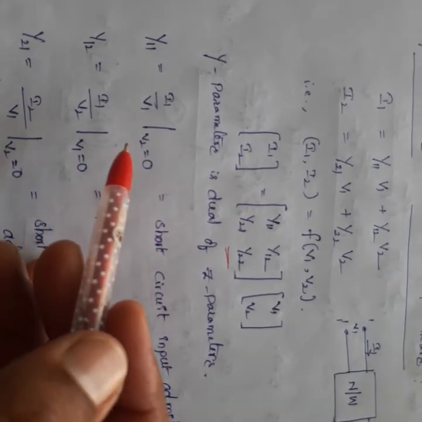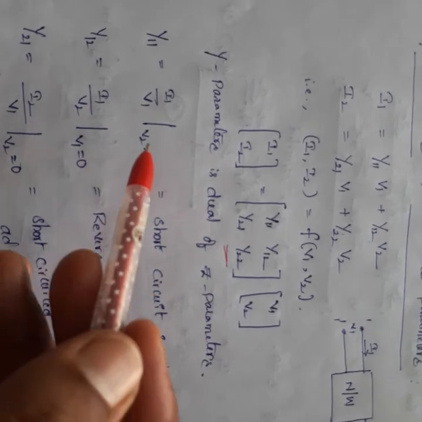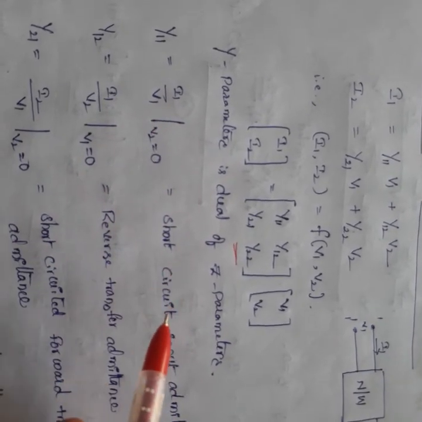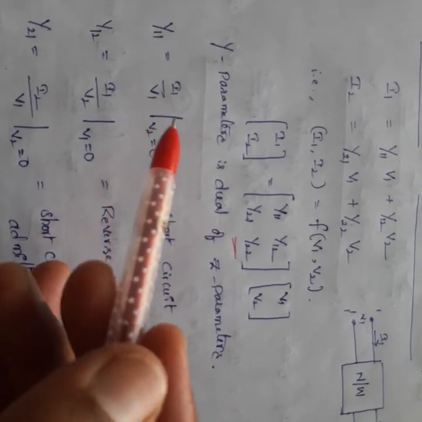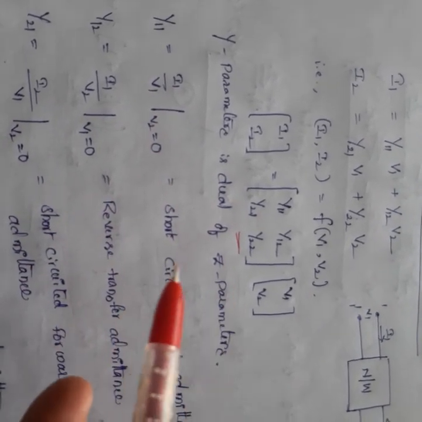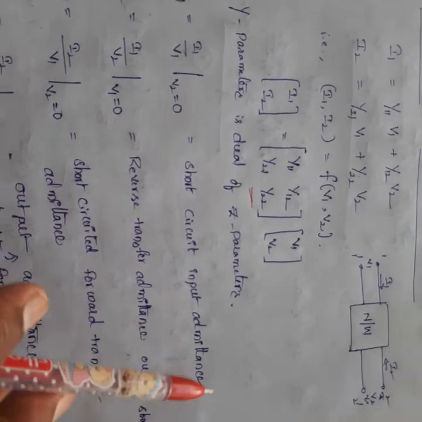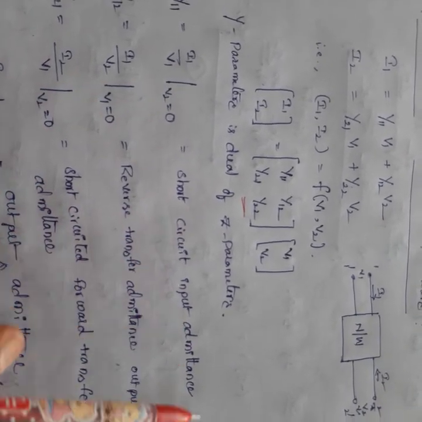At V2 equals 0, that is a short circuit. I by V is nothing but admittance. This one relates to the input terminals, so it is called the short circuit input admittance.